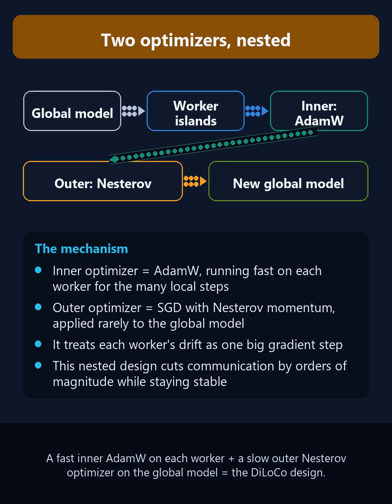The clever part is that DiLoCo uses two optimizers, not one. The inner optimizer is AdamW, running fast on each worker during the many local steps, exactly like normal training. The outer optimizer is SGD with Nesterov momentum, and it runs rarely, treating each worker's drift as one big gradient step on the global model. This nested design is what lets communication drop by orders of magnitude while learning stays stable.